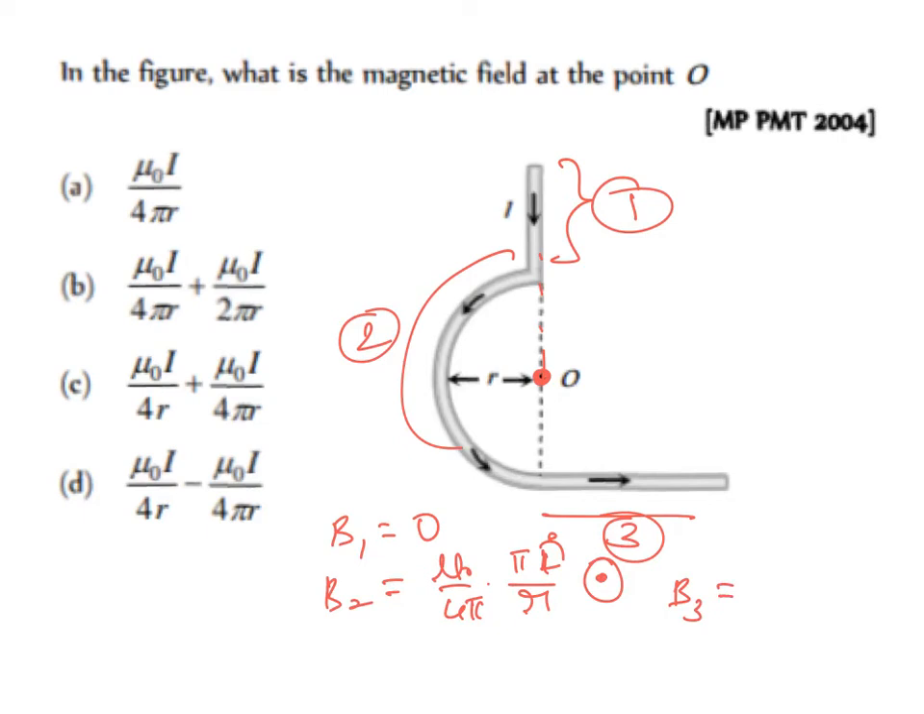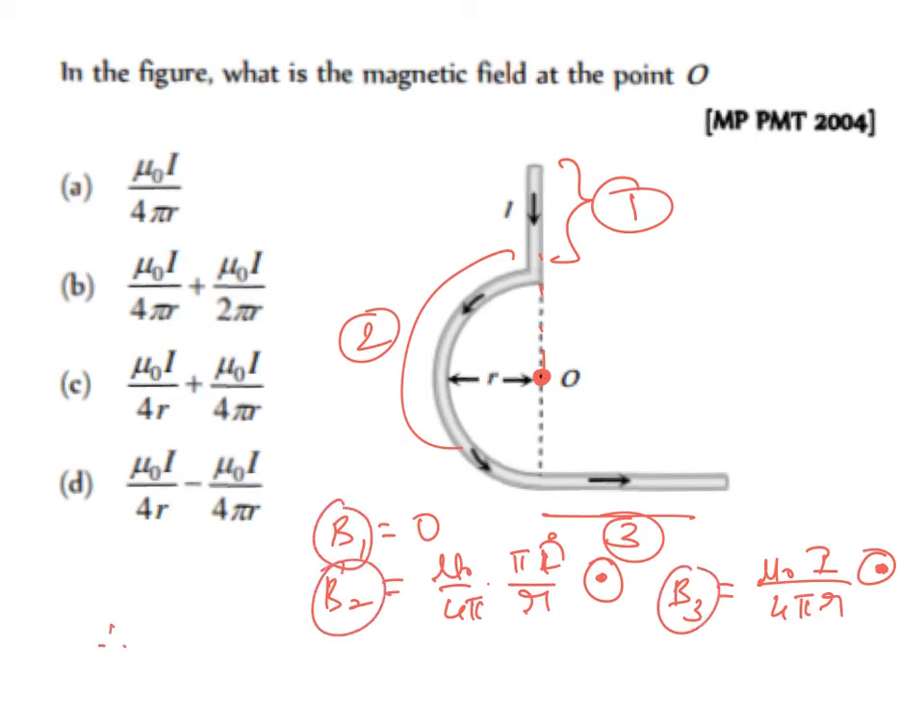And B3 is a semi infinite straight wire, so that's the reason why it is mu naught I divided by 4 pi r. If you look at the direction again, it is out of the paper. So B1 is going to be 0, and we have B2 and B3.